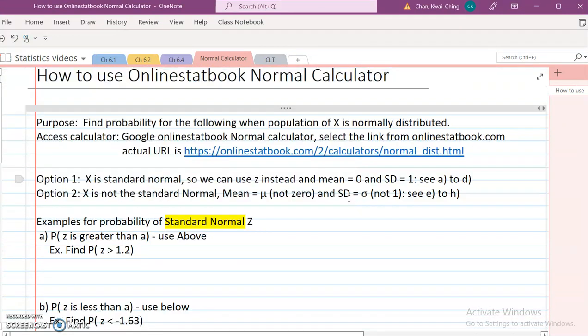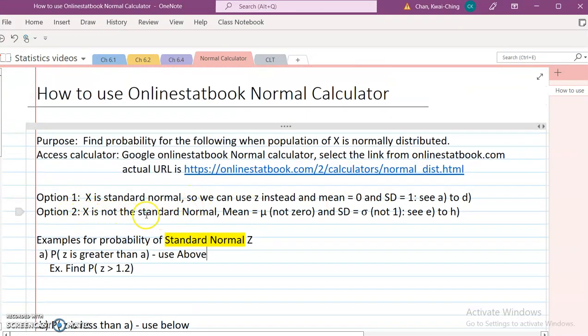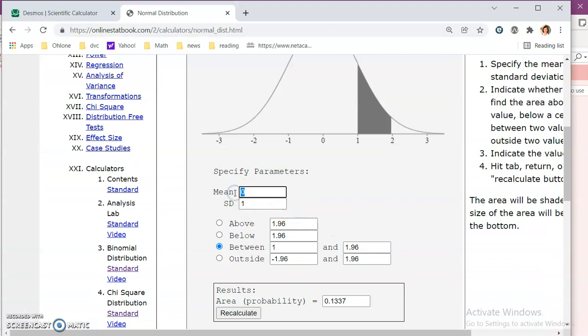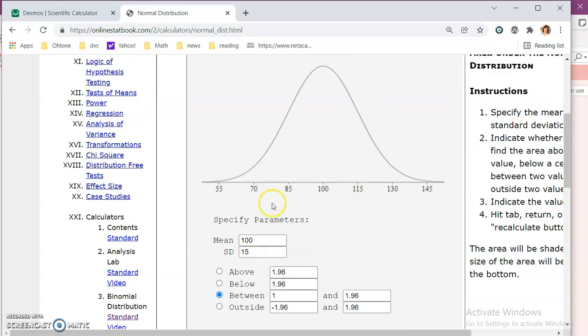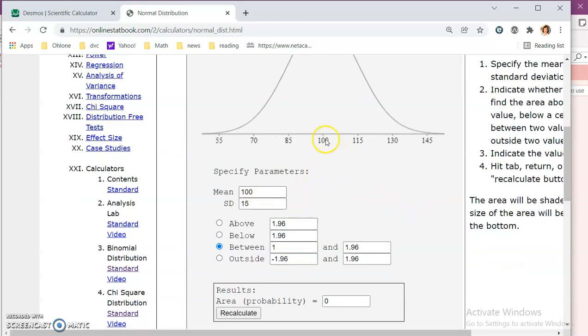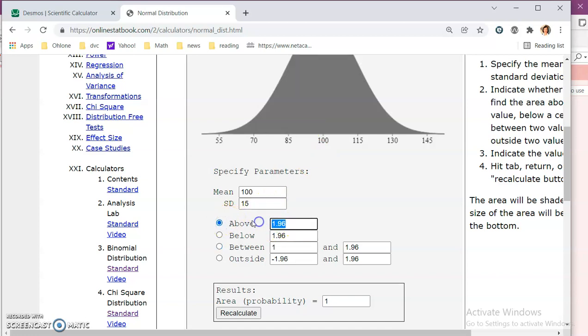If you are to use it for non-standard normal, which is option 2, when the mean is not 0 and the standard deviation is not 1, you would just change them. For example, if I want to find the probability of an IQ score of certain values or certain ranges of values, I would change the mean and standard deviation to those of IQ scores. You can see that the bell curve automatically changed the mean to 100, matching the mean that you entered. And all these tick marks will be 1 standard deviation below and 1, 2, 3 standard deviations above the mean.